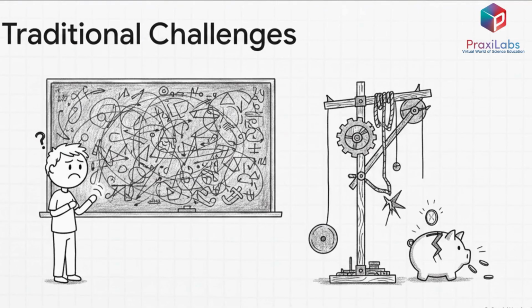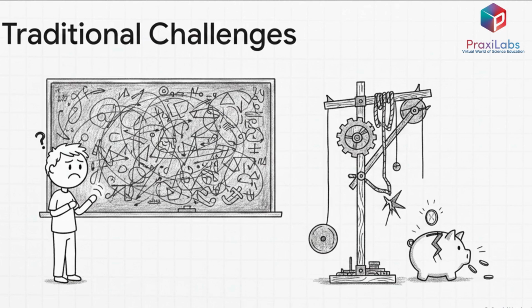Because, let's be real, traditional physics relies way too much on static diagrams. Concepts like momentum feel entirely abstract. It's rarely something you can just easily observe in a textbook. Without interactive elements, it's incredibly tough for anyone to see how energy transfers dynamically from one object to another.